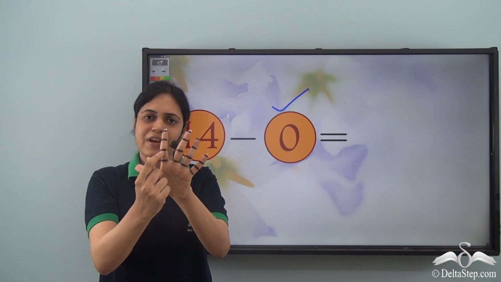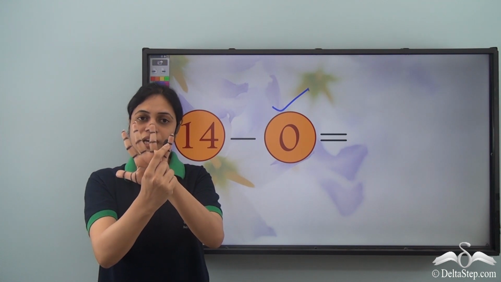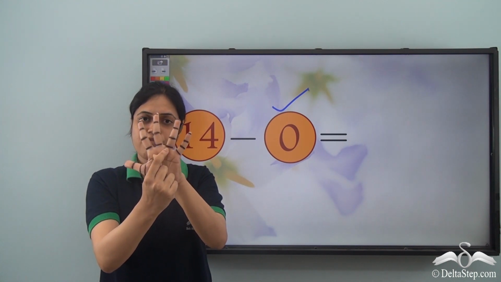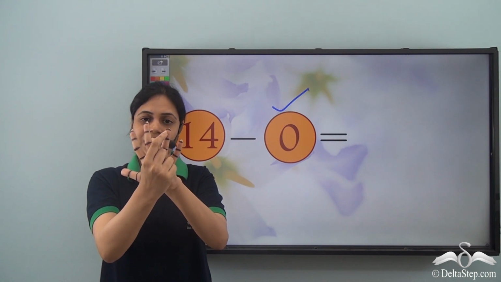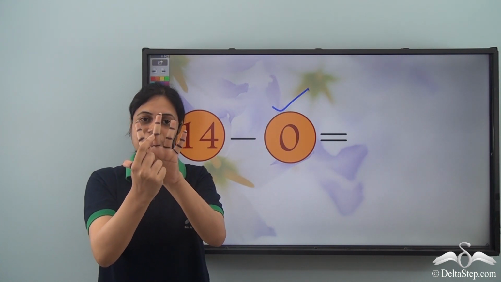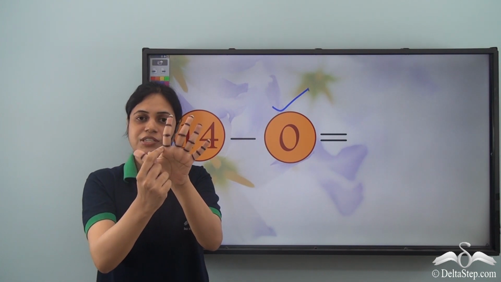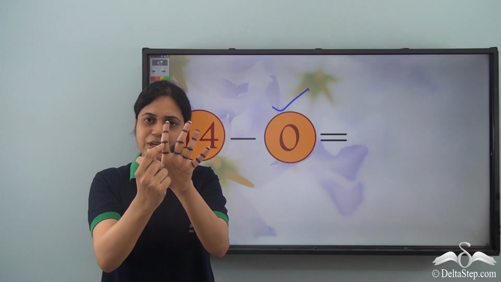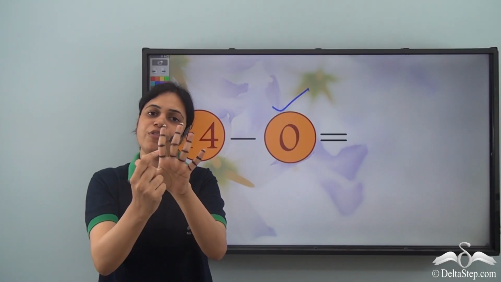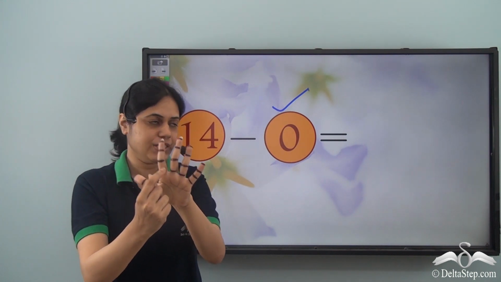So let's count and verify. 1, 2, 3, 4, 5, 6, 7, 8, 9, 10, 11, 12, 13, 14. This is what was expected because first also we started counting from 1. So we have reached finger mark number 14.